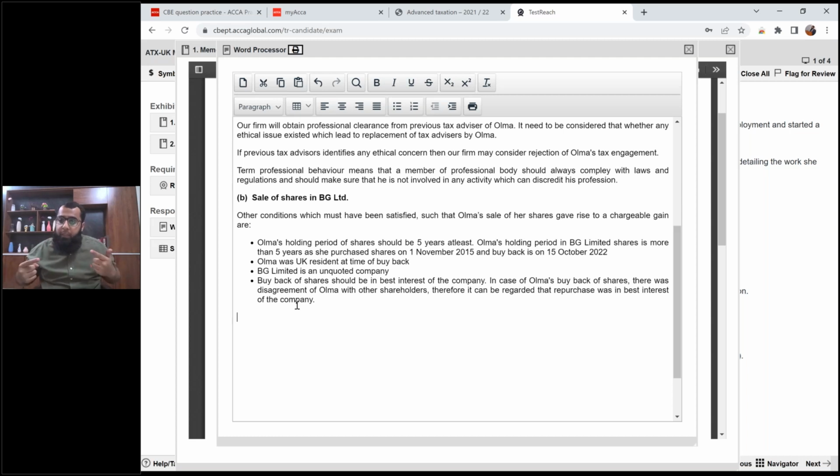Do complete papers. Attempt complete papers and send them for marking. When you are doing the paper, do your best. Don't look at the answer. Once you complete the paper, click on self-marking and read the examiner's answer. When you do 4, 5, 6 papers in this manner, you will be able to identify your mistakes.